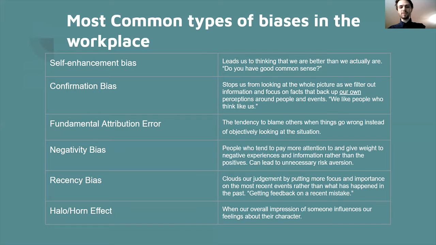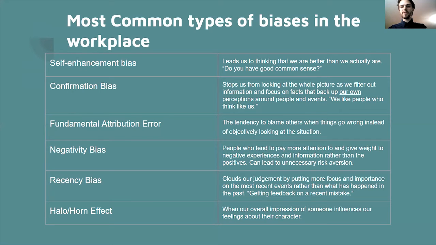This next one we have is the recency bias. We give more weight to the more recent events that have happened instead of what has happened in the past. If you're at work and you make a mistake that you've never made before, and all of a sudden you get corrected about it, or your managers bring it up on your performance review, it's just because it happened most recently. They disregarded everything you have done in the past.